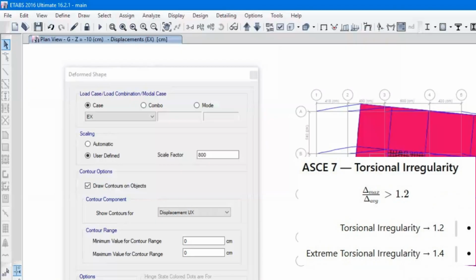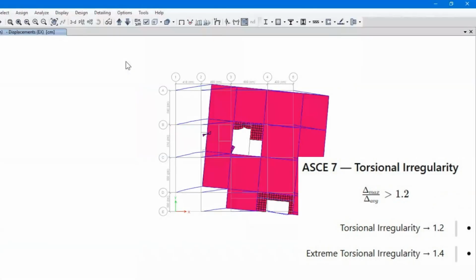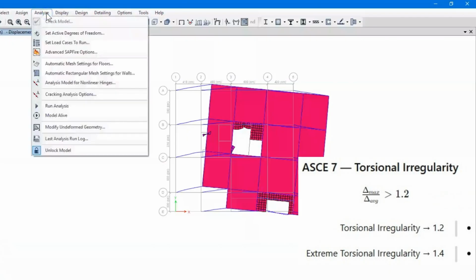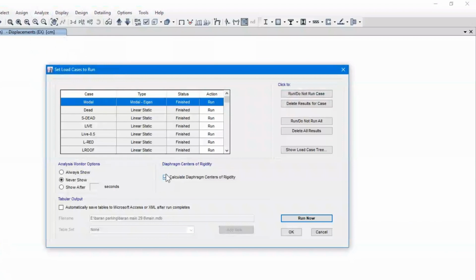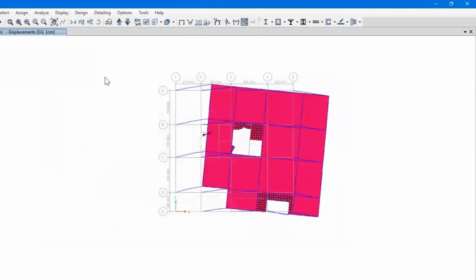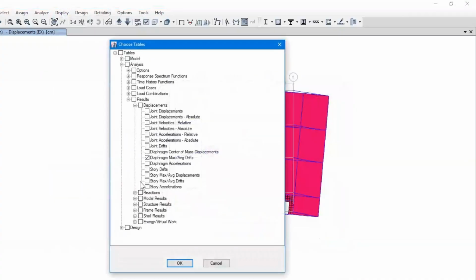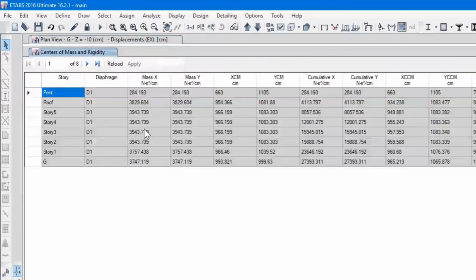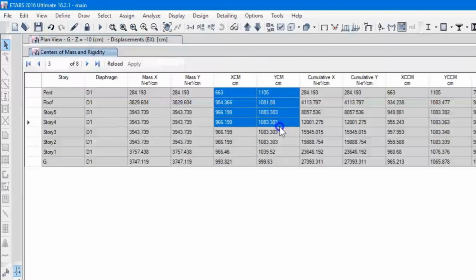According to seismic design codes such as ASCE 7, torsional irregularity is typically identified when the ratio of max delta to average delta is large, where max delta is the maximum diaphragm displacement at one side of the structure. Average delta is the average diaphragm displacement of the story. If this ratio exceeds 1.2, the story is considered torsionally irregular, and if it exceeds 1.4, it may be classified as extreme torsional irregularity, depending on the code provisions.